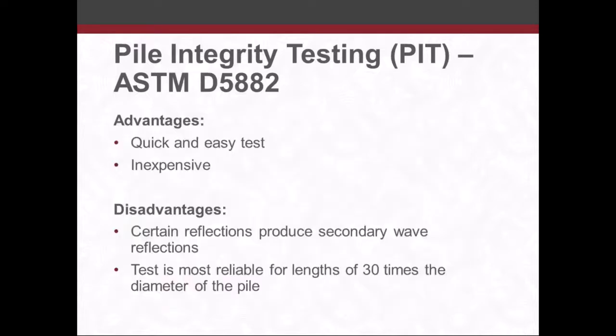So this is a quick, easy, inexpensive test. You can typically do 20 to 30 piles in a day. There are some disadvantages. Sometimes with auger cast piles, they're not a uniform section down through, which can produce secondary waves, which can mess up the data. And the test is most reliable for lengths less than 30 times the diameter of the pile.